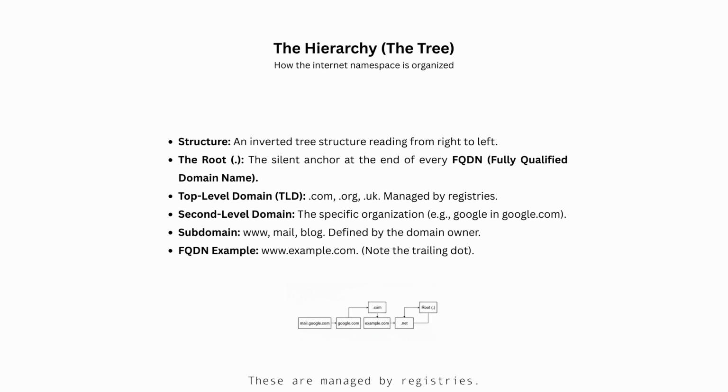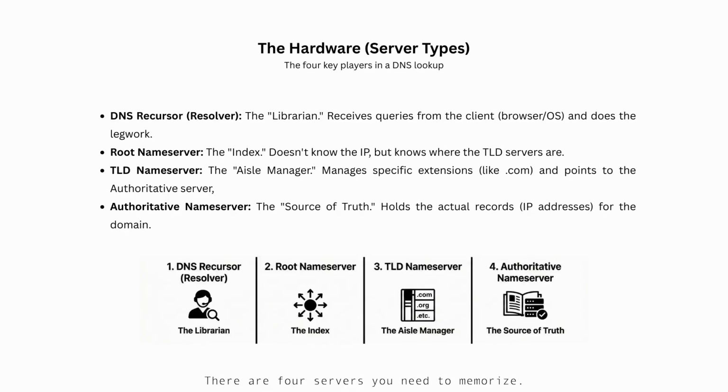These are managed by registries. Below that, second level domains like Google, this is specific to an organization. And below that, subdomains like www, mail, blog, these are defined by the domain owner. This hierarchy is critical. It dictates exactly which server knows what. It delegates authority downwards.